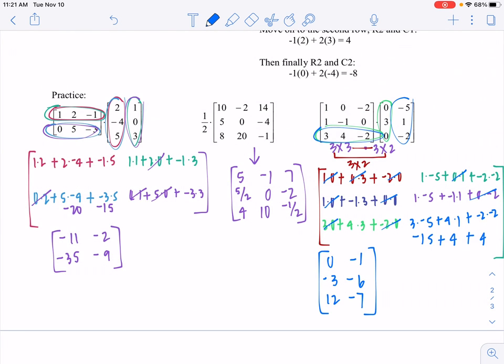Multiplying is by far the hardest part, so definitely be patient with yourself. Look back over these if you need to.